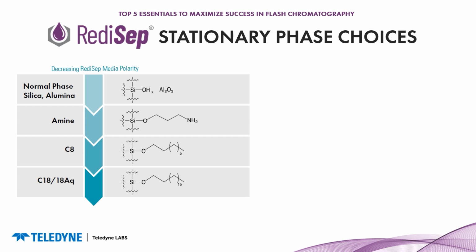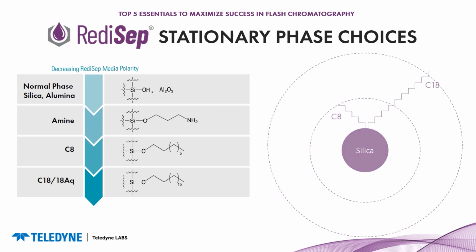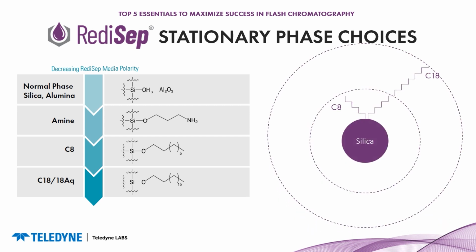One thing I would like to point out is why you should use a C8 instead of a C18. A C18 is going to be the most popular reverse phase stationary phase, but why might you want to use a C8? Why might you want to use a C18AQ? Well, you might want to use a C8 stationary phase compared to a C18 stationary phase based on pore size. So as you can imagine, the C18 is a larger carbon chain, so the pore size is not going to be as big as compared to the C8.